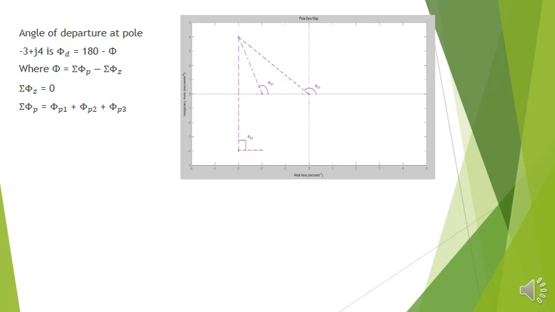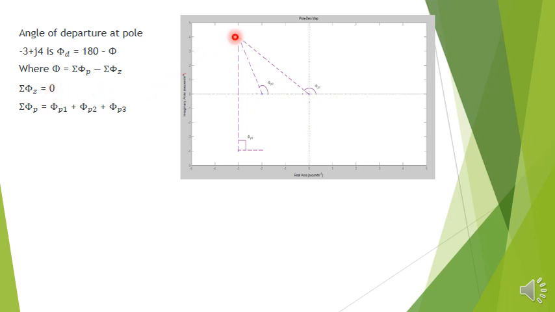Now we will concentrate on how to find the angle of departure. The angle of departure at pole minus 3 plus j4 is phi d equal to 180 minus phi, where phi is equal to sigma phi p minus sigma phi z. In this case, sigma phi z is 0 because no zeros exist in this system. Open loop zeros are 0. So sigma phi z is 0. That is, the angle made by zeros with respect to this pole is 0.